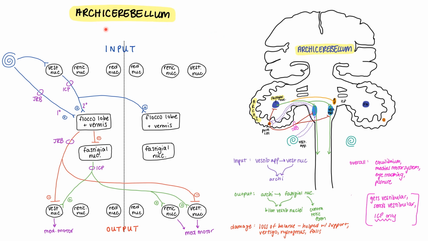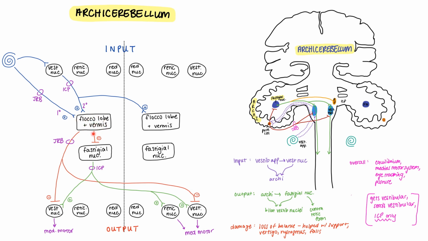It's going to do mainly your medial motor systems. So you can take a closer look at this on your own, but just a really quick show, most of our input is going to be coming either directly from our vestibular apparatus, or it's going to come with a quick synapse in the vestibular nuclei. So that's going to hit our flocculonodular lobe and vermis, where the archicerebellum is located.